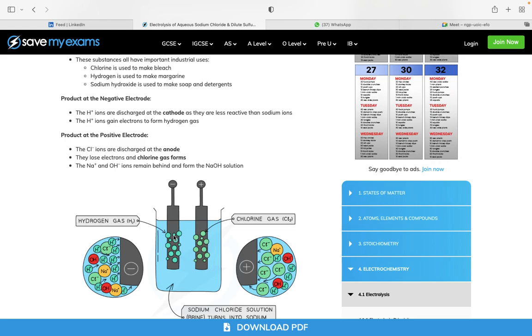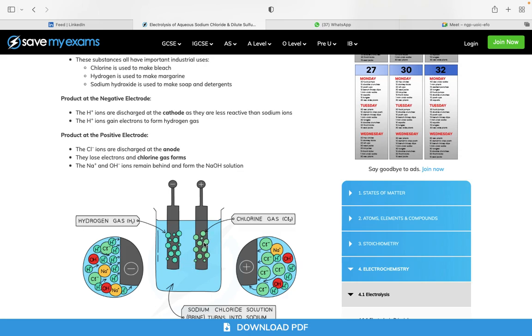Now it continues, the electron continues because it has to go this way. So here, the chloride ions lose electrons because they already have electrons from here.